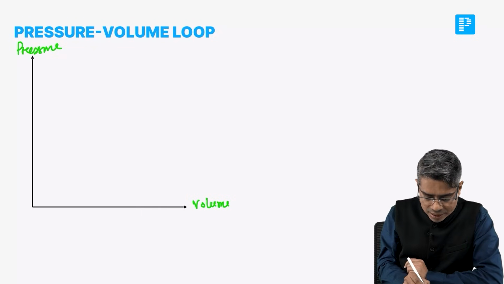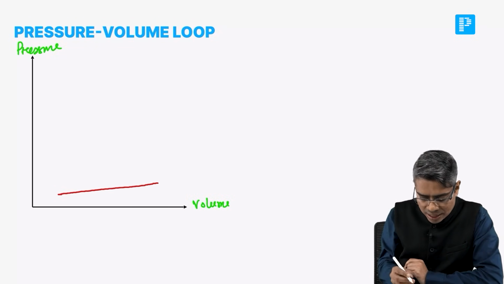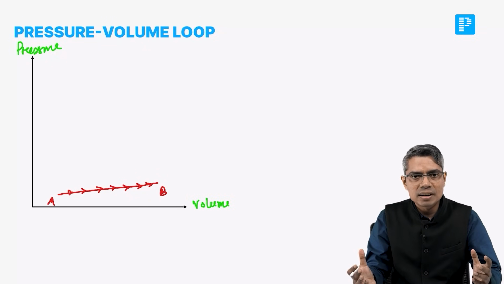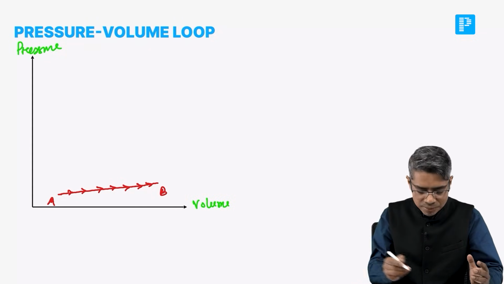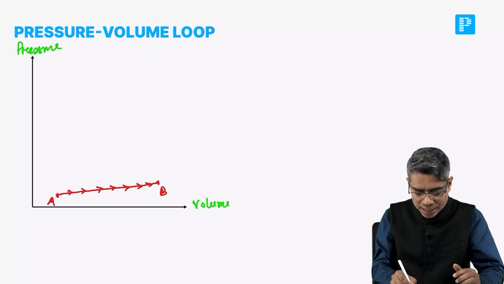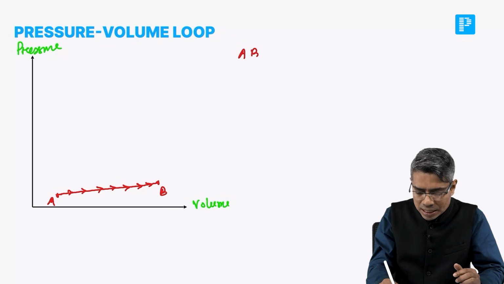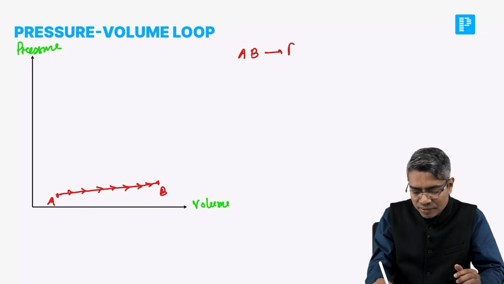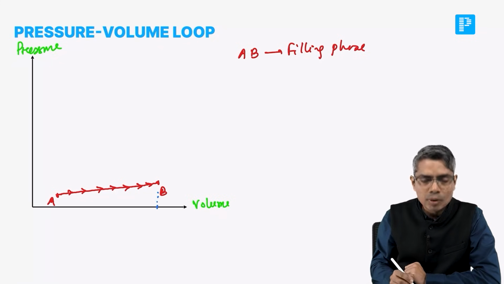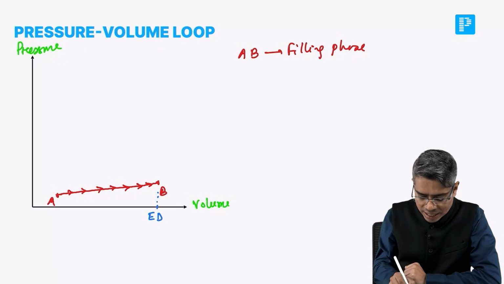So on the x-axis, first I am drawing one line here. Suppose I am giving this line the name A to B. So A to B is a phase where ventricular filling is going on. The ventricle is in relaxation, or diastole, and the ventricular filling is going on, and because of the filling, the pressure is rising within the ventricle, but that rise of pressure is very, very slow. That is the meaning of this line. So this A to B line is the filling phase of the ventricle. Now, whenever the filling is complete, at point B, the volume which is present in the ventricle is known as the end diastolic volume.